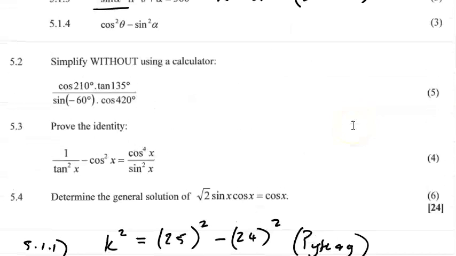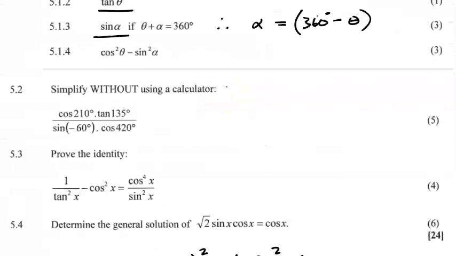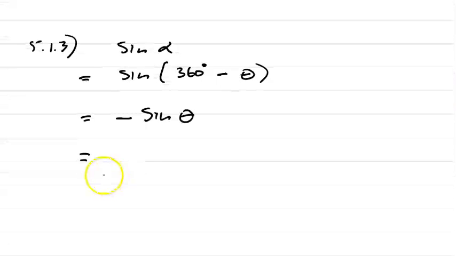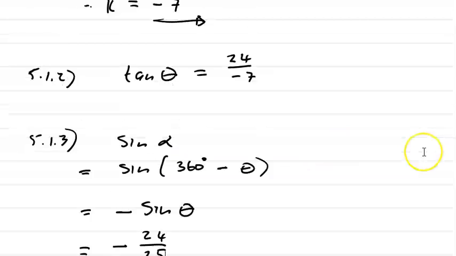Now, let's look at sine. Sine is y over r, and my y value is 24 and r is equal to 25. So the answer will be 24 over 25. Substituting there, I'm going to get minus 24 over 25. There you go, that's the solution.